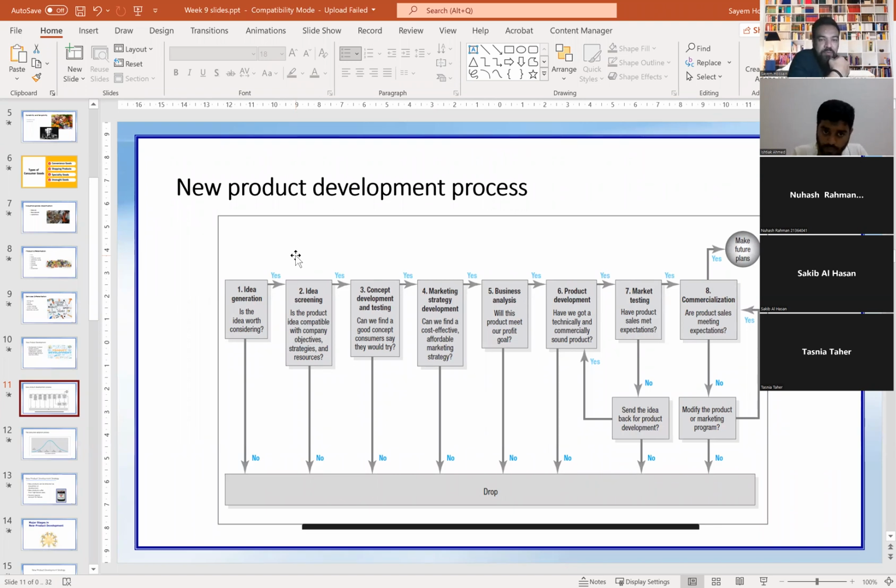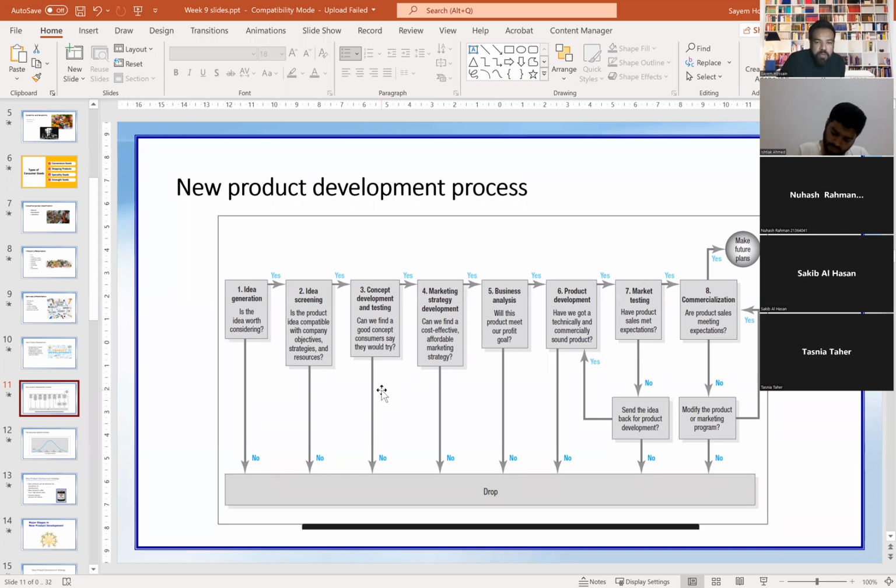Third is concept development and testing. Can we find a good concept consumers say they would try? Because imagine you haven't developed anything. This is still all in your brain, an idea. You are simply talking about an idea, something still a thought. So here at stage number 3, you're developing the concept and testing. Can we find a good concept consumers say they would try? No, drop it. Yes, go to the next one.